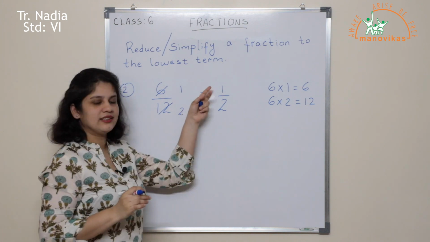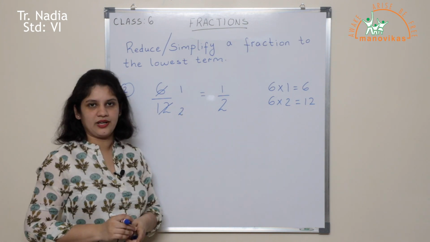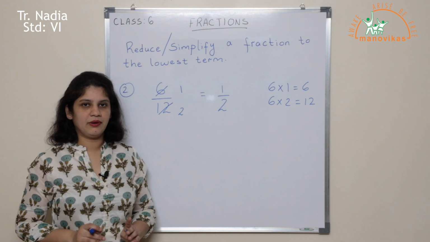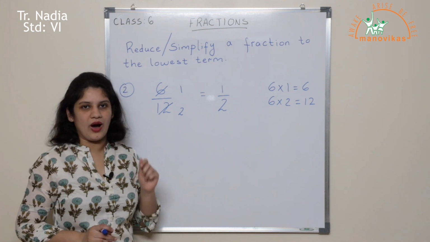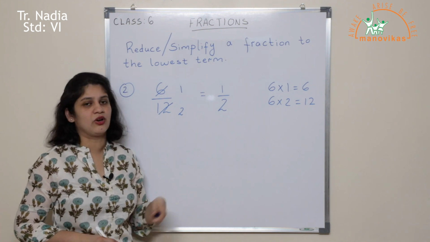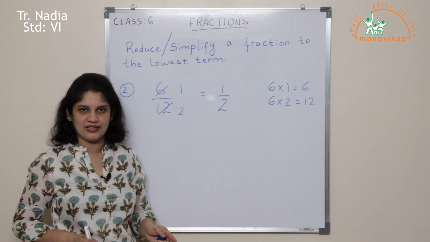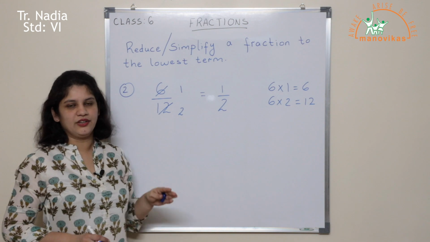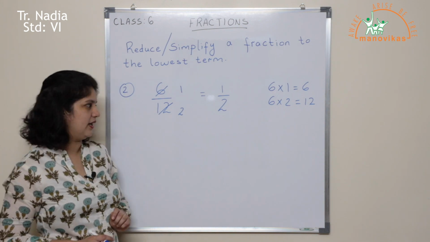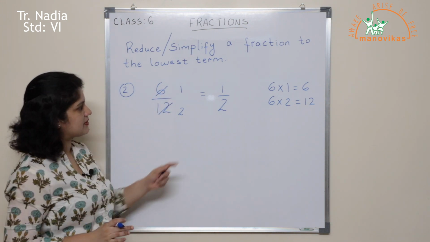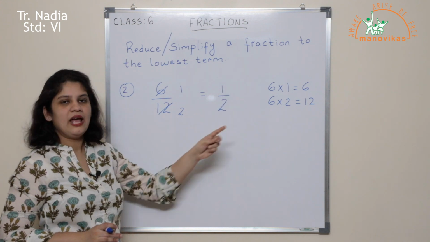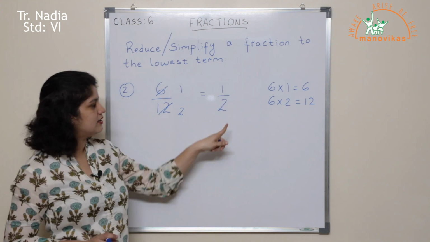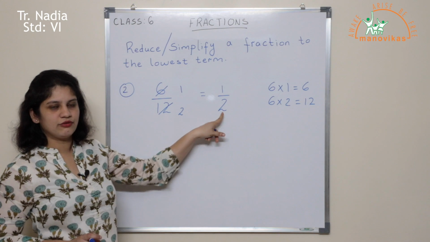Can you think of any other table where 1 and 2 will appear together? No. Please remember here you cannot make use of the one-time table to reduce because that will give you the same number back. So besides the one-time table, use any other table to reduce the numerator and denominator. So I have used the 6 times table, I got 1 upon 2. I cannot reduce it any further, so this is in the lowest form.